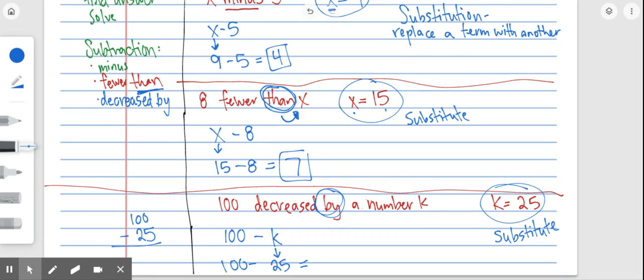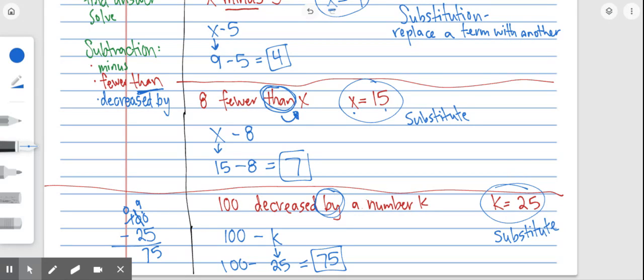I don't have enough to take away 5. So I look at my neighbor, and my neighbor doesn't have anything. So I have to go all the way over to the 100s column. And they let me borrow some. And now they don't have any. But I see my neighbor, and so I give them some. And then I ask them if I can have some of theirs. And then they have 9 left, and I get 10. So 10 minus 5 is 5. And 9 minus 2 is 7. And then the 0 doesn't matter, so I've got 75 left. So 75 is the value when I decrease 100 by a number k, and k is 25.